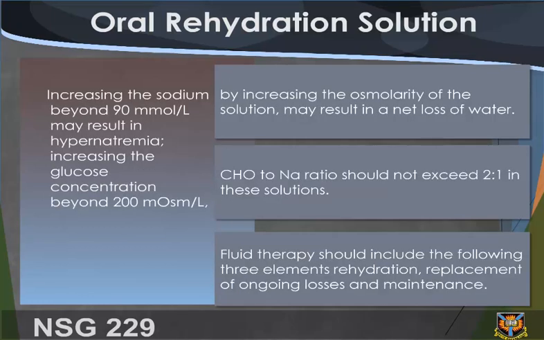Increasing the sodium beyond 90 mmol/L may result in hypernatremia. Increasing the glucose concentration beyond 200 mmol/L, and thereby increasing the osmolarity of the solution, may result in a net loss of water. The CHO to Na ratio should not exceed 2:1 in these solutions. Fluid therapy should include the following 3 elements: rehydration, replacement of ongoing losses, and maintenance.